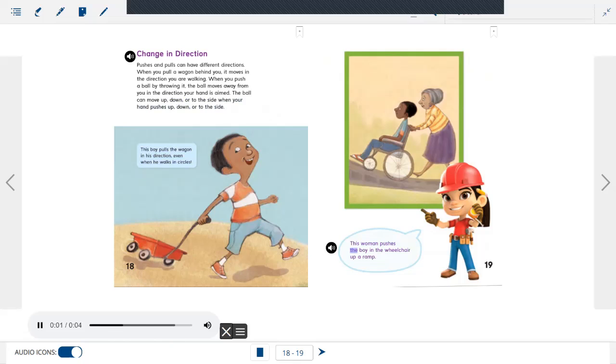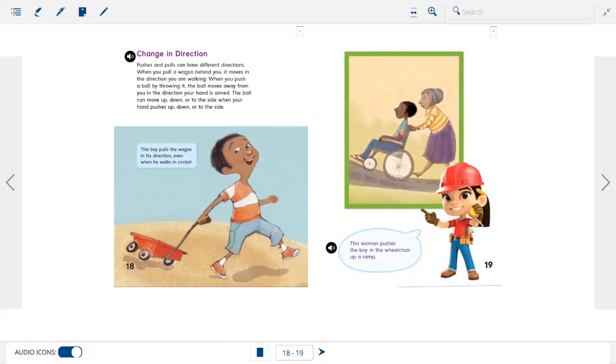This woman pushes the boy in the wheelchair up a ramp. Look at the woman pushing the wheelchair. How do you think she can change its direction? The woman will push the wheelchair and it will move in a direction away from her.